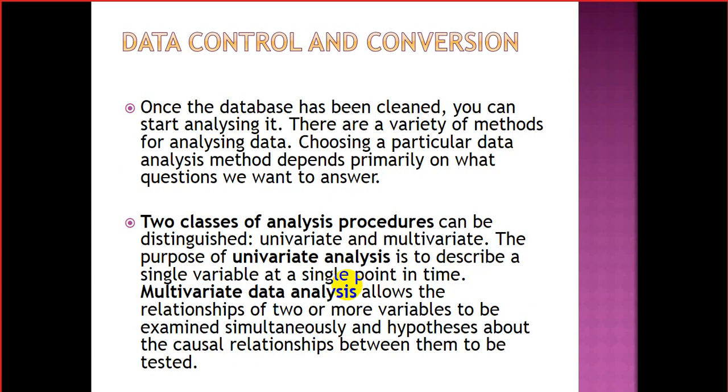Once the database has been cleaned, you can start analyzing it. There are a variety of methods for analyzing data. Choosing a particular data analysis method depends primarily on what questions we want to answer. Two classes of analysis procedures can be distinguished: univariate and multivariate. Univariate and multivariate. The purpose of univariate analysis is to describe a single variable at a single point in time.